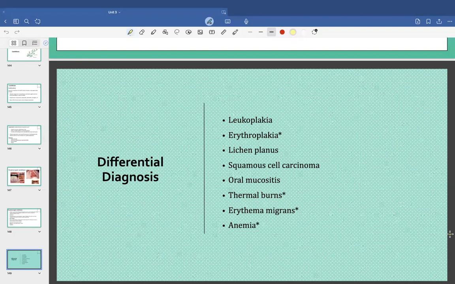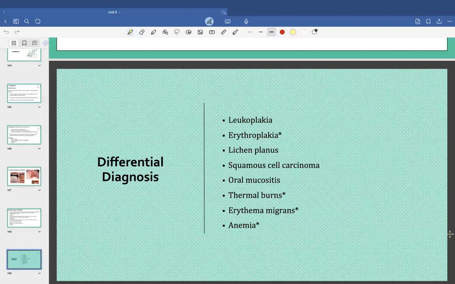If you treated a patient with angular cheilitis and they didn't respond to your azole or your topical treatment, you might want to think bacteria. So these are just helping you to think through your workup, your treatment, and your diagnosis.